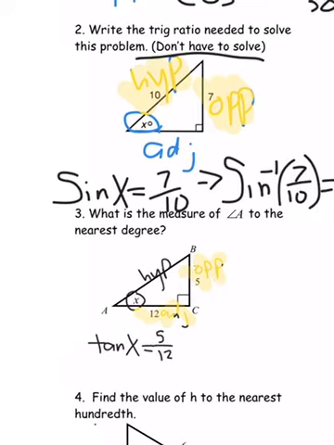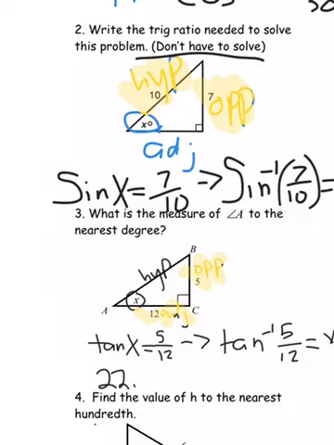Now, I'm solving for an angle, so I'm going to have to use the inverse: tangent inverse of 5 over 12. This is what you're going to type into your calculator. First of all, make sure you're in degrees. That should be the first thing you do the minute you walk in the door and grab a calculator to get ready for the test. But after you're in degrees, you're going to hit trig, choose tangent inverse on the bottom line, 5 divided by 12, and you get 22.619. It says round to the nearest degree, so that'll round up to 23.